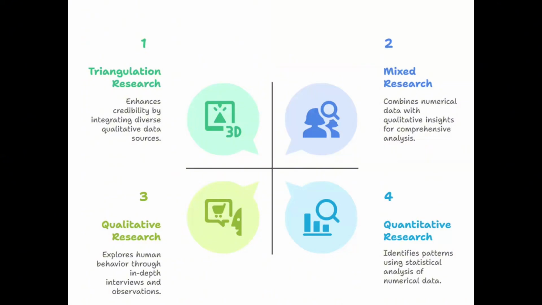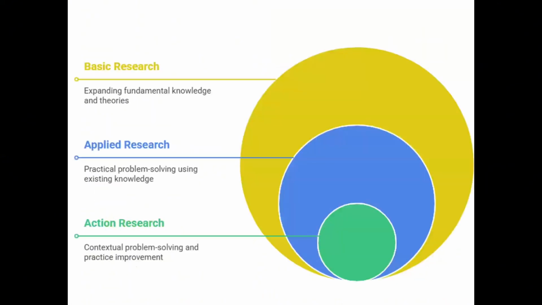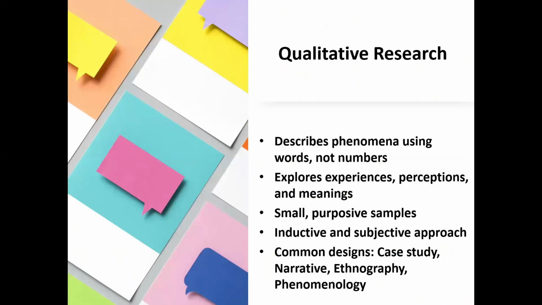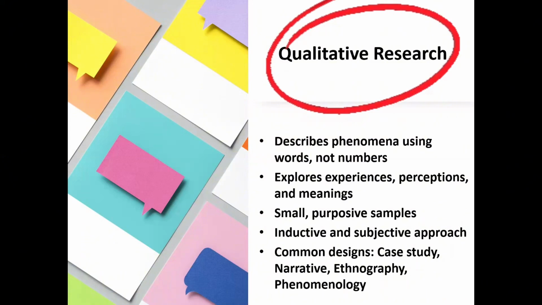Let's list them out. Triangulation research, mixed method research, qualitative research, quantitative research. We also have basic research, applied research, and action research. So for this lesson, we'll be looking at qualitative research, quantitative research, and mixed method research. So let's start with qualitative research.